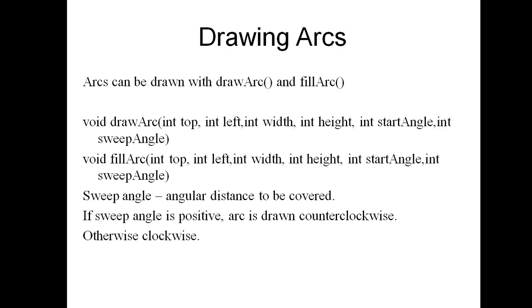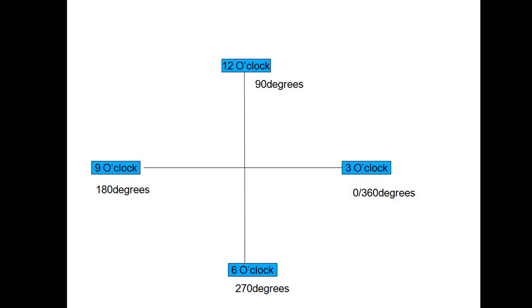I will show you. Sweep angle means the distance to be covered from the start angle. If the sweep angle is positive, the arc is drawn counterclockwise, otherwise clockwise. So suppose a negative value is specified as the sweep angle, then a clockwise arc is drawn, otherwise the opposite side, a counterclockwise arc. That will be displayed here.